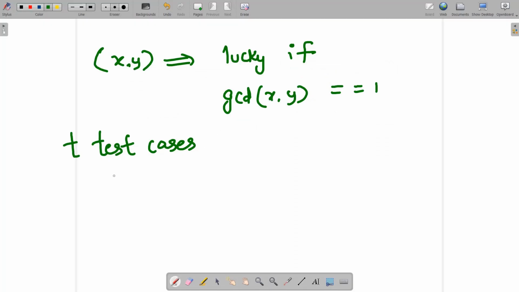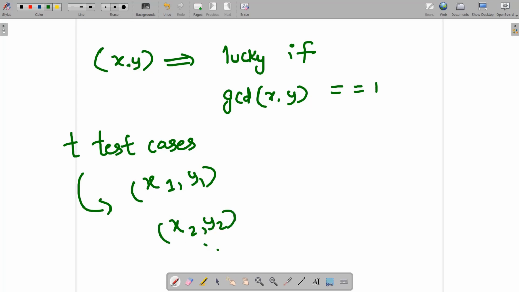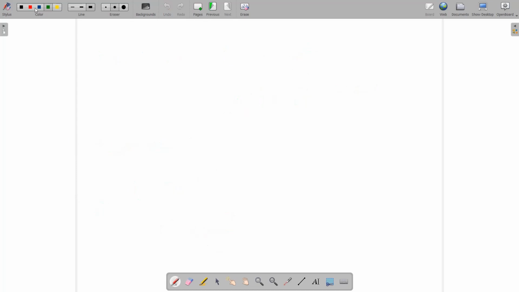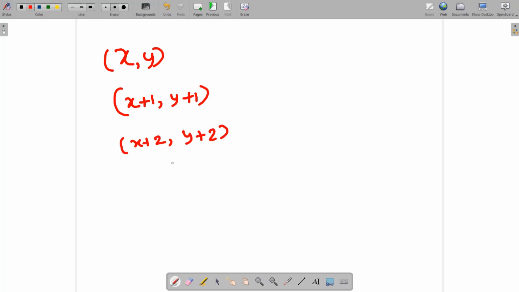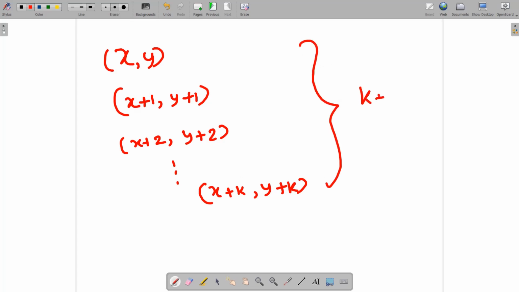For each test case you are given a pair, let's say x1 comma y1, then x2 comma y2, and so on for all the test cases. Now you have to find out the length of the longest chain. A chain is something like this. Suppose you have been given x comma y. The next element of the chain is x plus 1 comma y plus 1, and the next is x plus 2 comma y plus 2, and it goes on like that up to x plus k comma y plus k. So what is the length of the chain? The length of the chain is k plus 1.